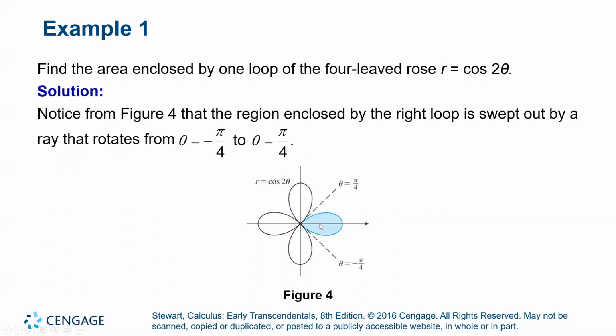So instead, we have to think about what are the boundary angles that enclose this loop, this petal of the flower. And you can see what's drawn here is the bottom boundary could be considered to be negative pi over 4, and the upper boundary would be positive pi over 4. This loop is completely contained in between those two angles. So that is going to be our a and b, our limits of integration.